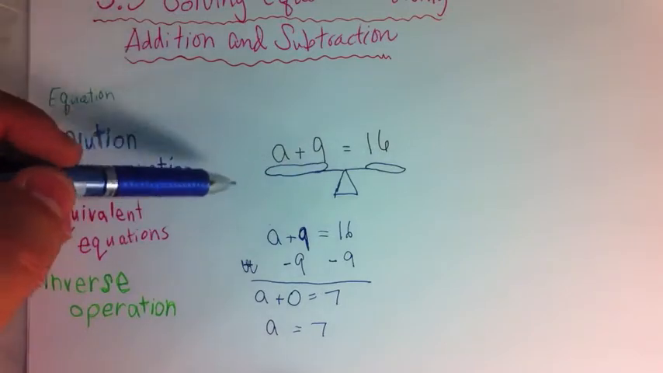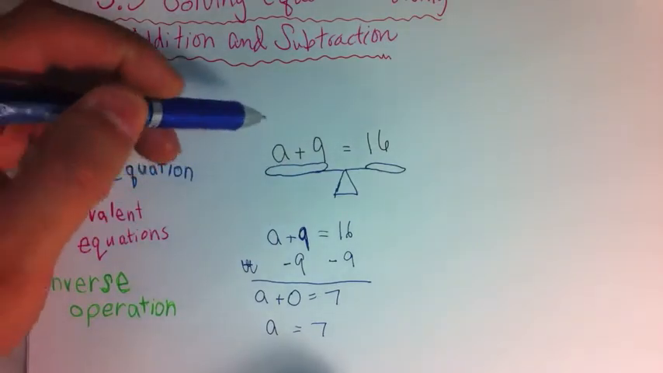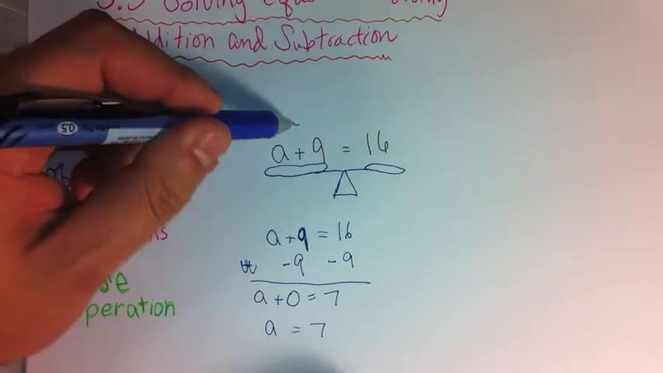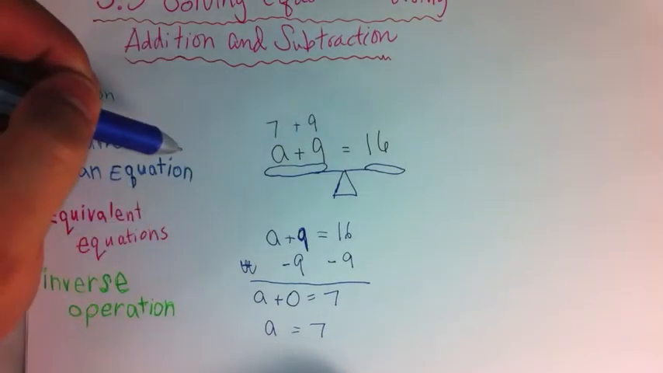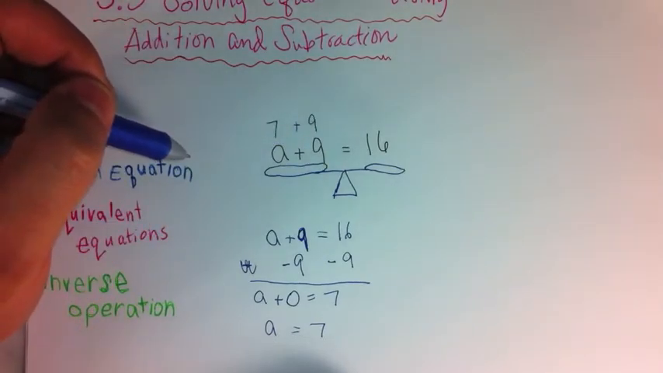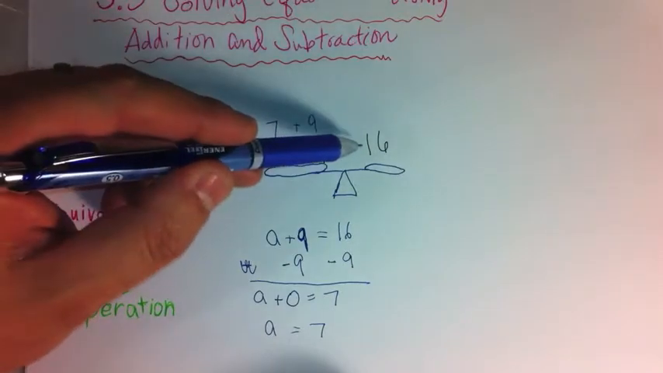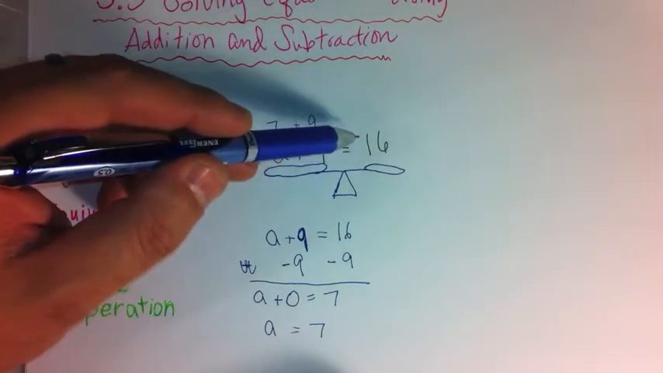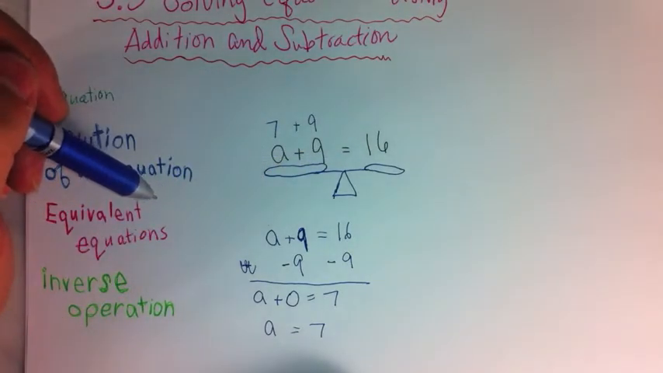So let's try it out. If we did 7 plus 9, we get what? That's right, we get 16. And that's what we had over here to begin with. And so we checked our answer, and it is true, and we know we've done a good job.